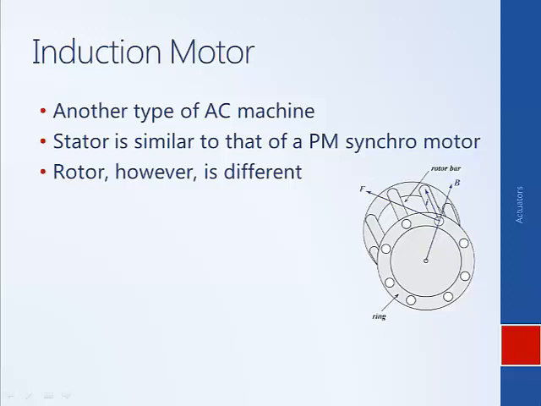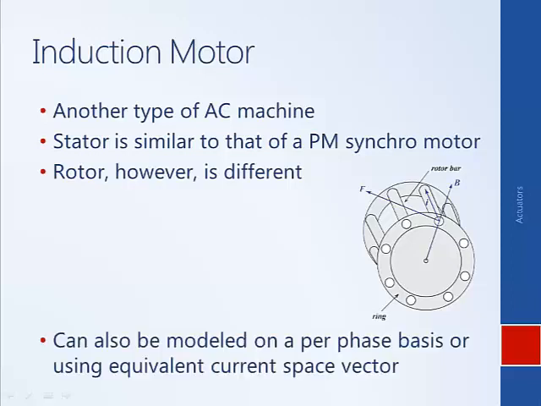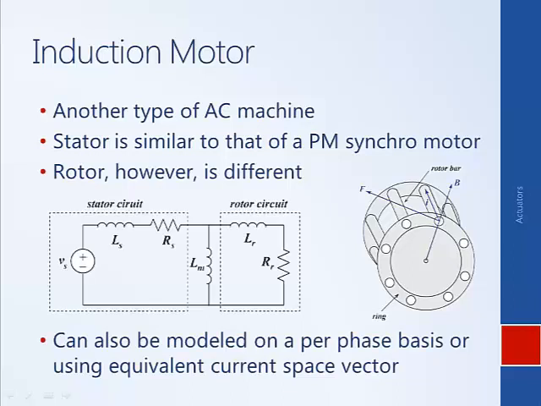And in the same way that we were able to analyze permanent magnet synchronous motors, we can either model this on a per phase basis. This is a three-phase motor, so you could have a circuit for each phase with a stator part and the induction of the current into the rotor. So this could be one phase in an induction machine. Or we can model it using the equivalent current space vector, I sub s, where we sum the currents through each of the three phases, phase A, phase B, and phase C.